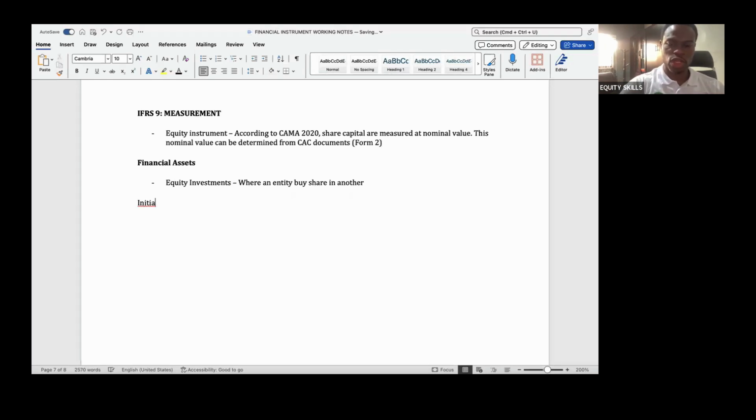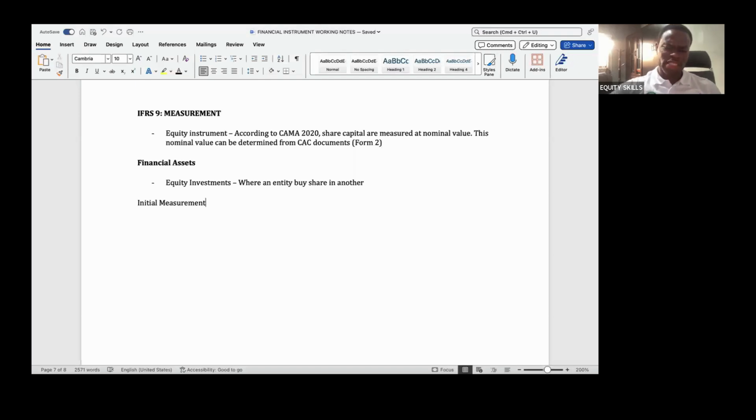For measurements, we will usually have initial measurement and subsequent measurement. Initial measurement is the measurement at the transaction date, or at the date you acquire that investment. That's initial measurement at the date of acquisition, while subsequent measurement is the measurement at the reporting date, or at the end.